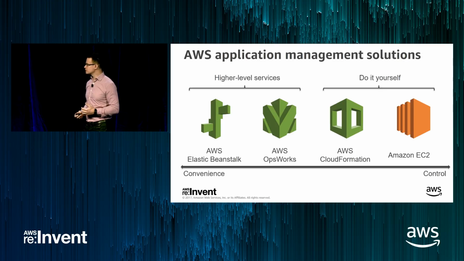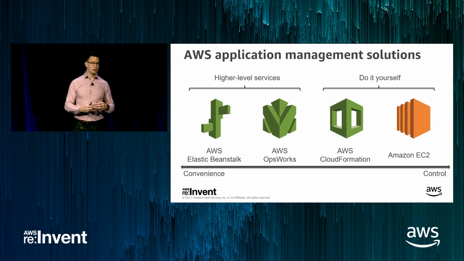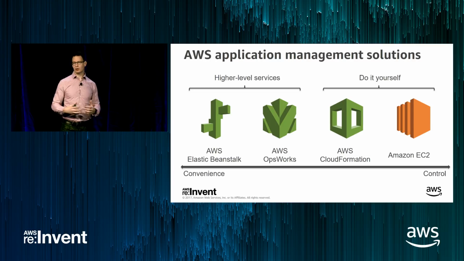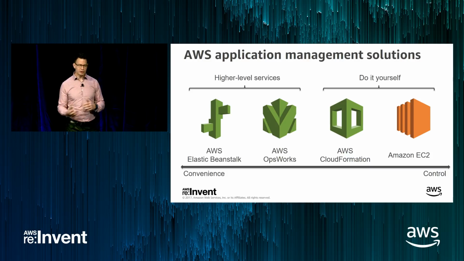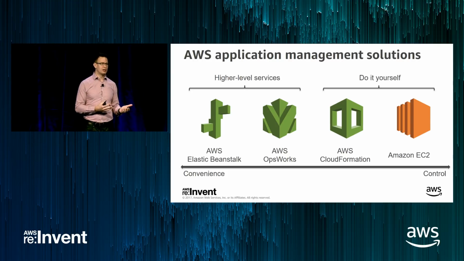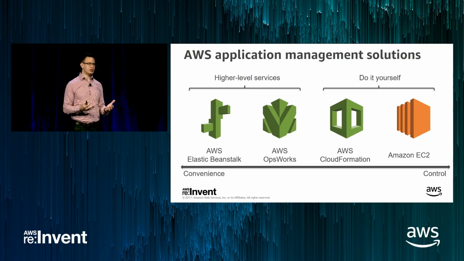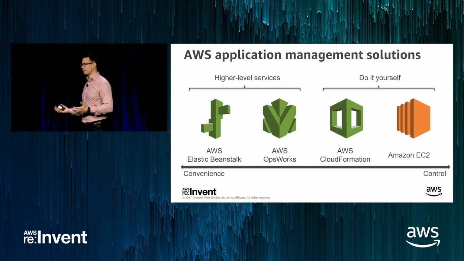And AWS provides several services to help you do that, ranging from really convenient ones to more complex but highly controllable ones that give you a lot of control. So at the convenience end of the spectrum, we have Elastic Beanstalk. Now that's a great service where you can just point it at your code and it'll provision the AWS resources that are necessary to operate your application on.